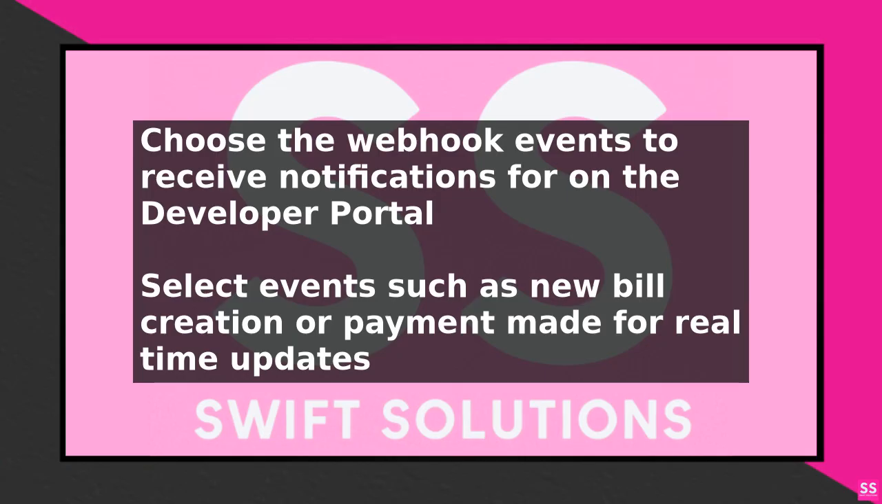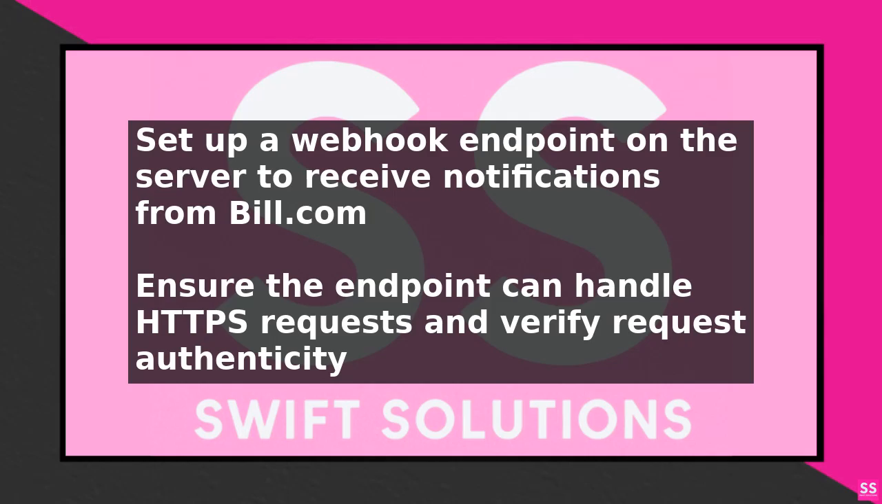The endpoint must be able to handle HTTPS requests and verify the authenticity of the requests. To verify the authenticity of the requests, you need to use the API secret to validate the signature of the requests. The signature is included in the header of the request and is calculated using the API secret and the payload of the request.